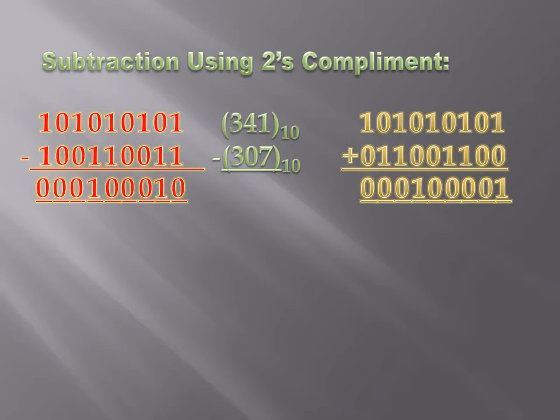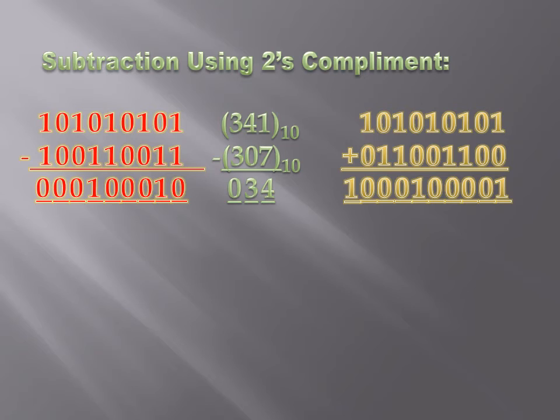The number is 341 in decimal, and 307 is subtracted from this, then the subtraction result must be 34 in decimal. So if I see this number, this is not 34. So this 1's complement has produced a result that is only 33. What is done actually is that this number which is generated as carry is not actually to be taken. It is actually the subtraction result.